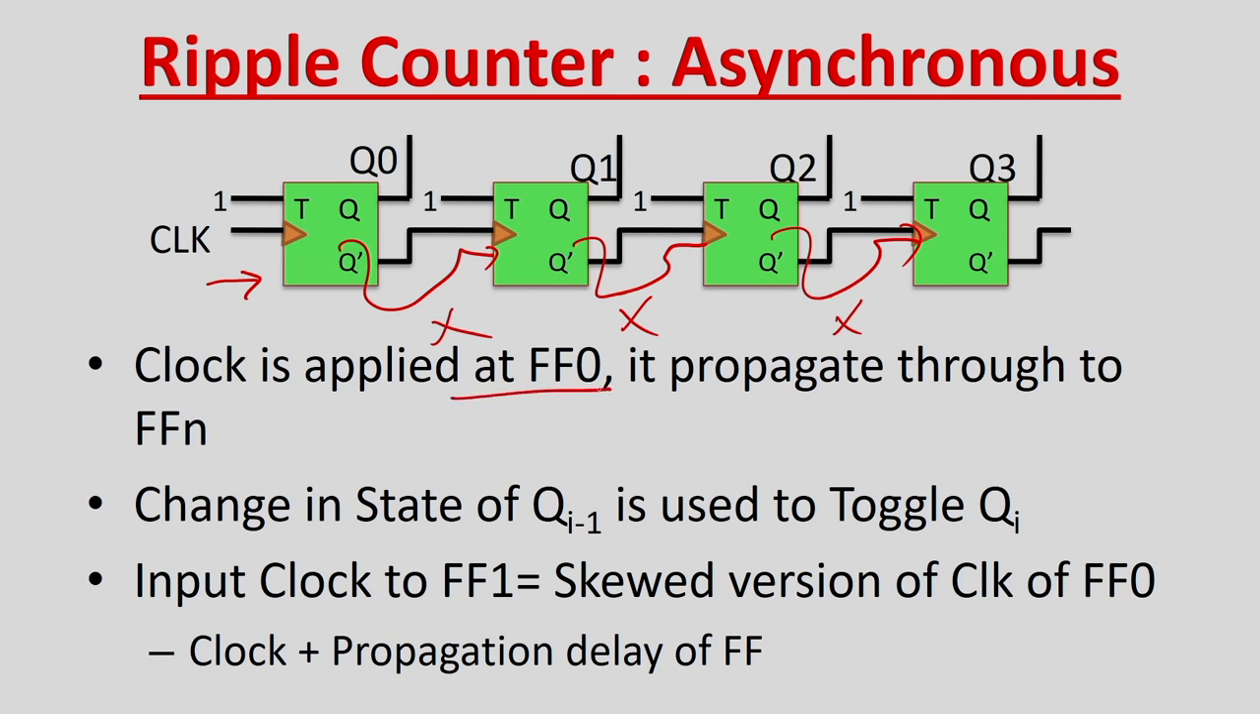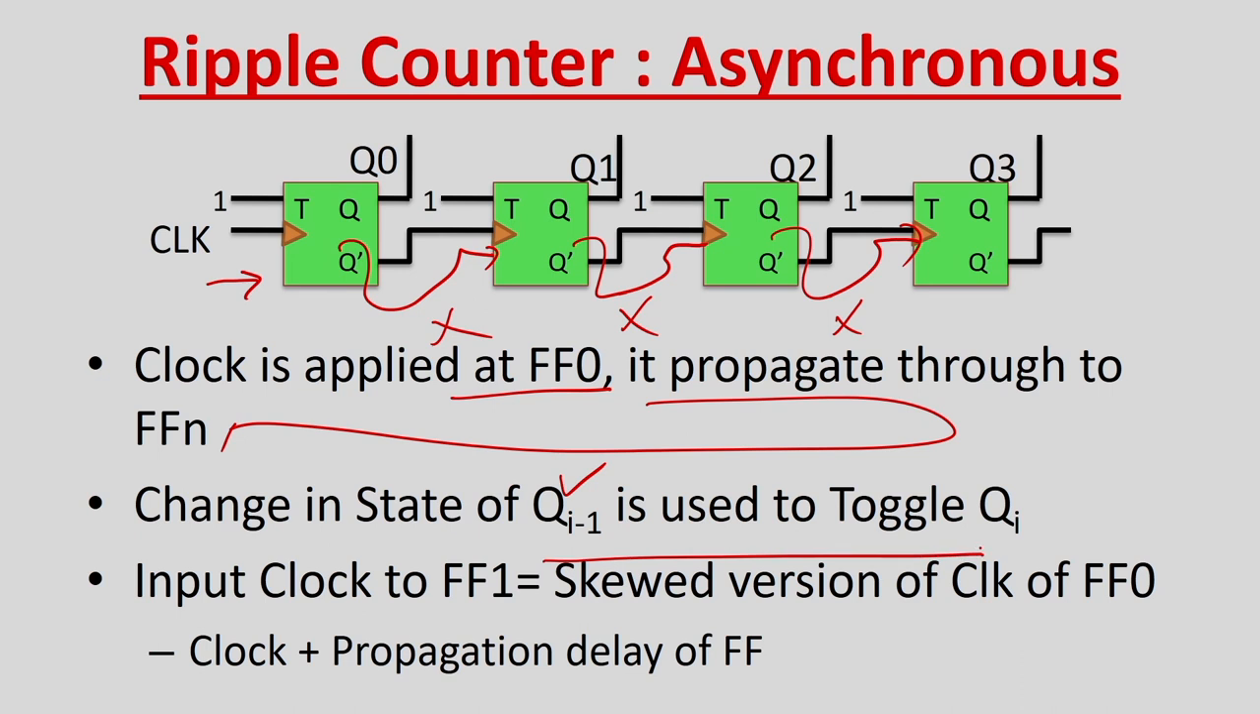Clock is applied to flip-flop 0 and it propagates through to flip-flop n. That means the clock is propagating from one flip-flop to another, and the change of state from Q(i-1) is used to toggle Qi. Because this clock is getting modified, if the propagation delay of each flip-flop is high, then after some time the clock will not look like a clock. It will be a skewed version of the clock, which is what we do not want.